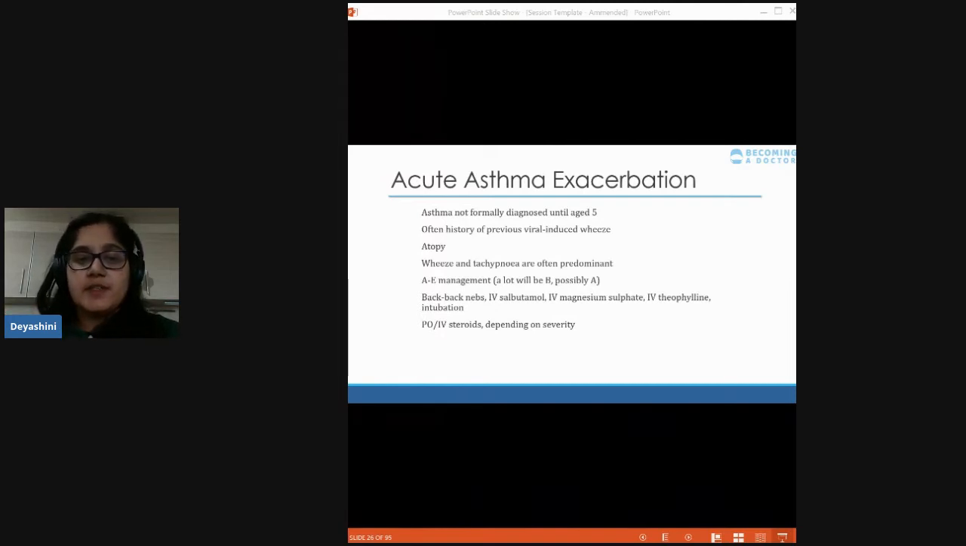You can give IV salbutamol, IV magnesium, and you can give IV theophylline. But basically, once you're getting to magnesium, you want to be contacting critical care, like PICU, and thinking of transferring them, because obviously the emergency department or paediatric assessment unit probably isn't the best place for them to be. Then depending on the severity, if it's mild or moderate, they might just need a short course of oral steroids, typically prednisolone, or they might need IV hydrocortisone if they're unable to take orally, or if they're very unwell.